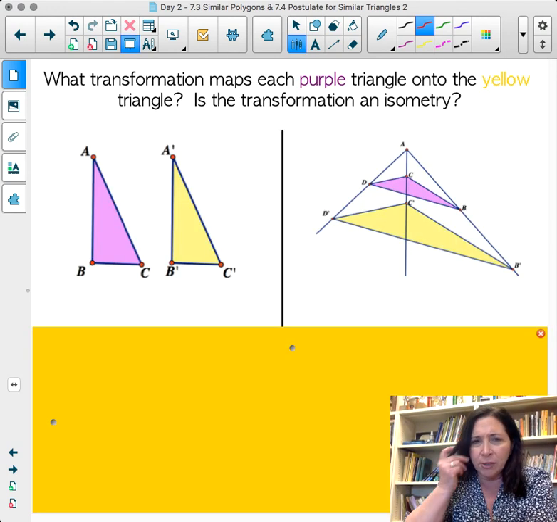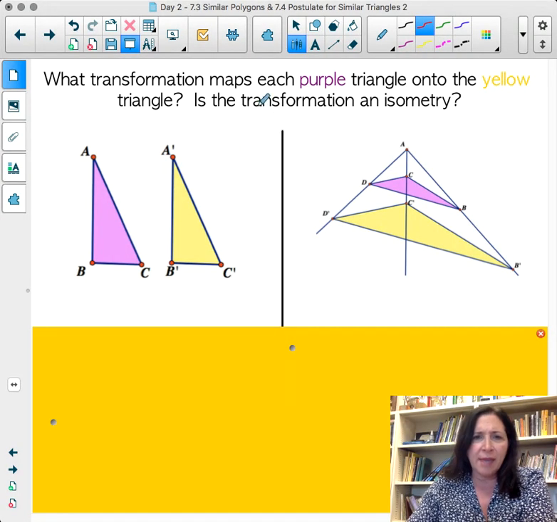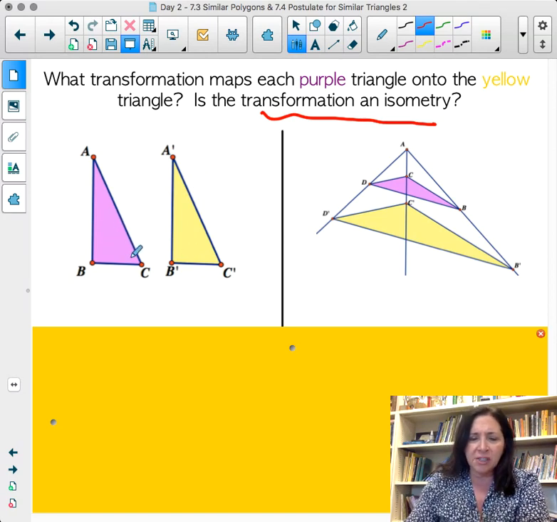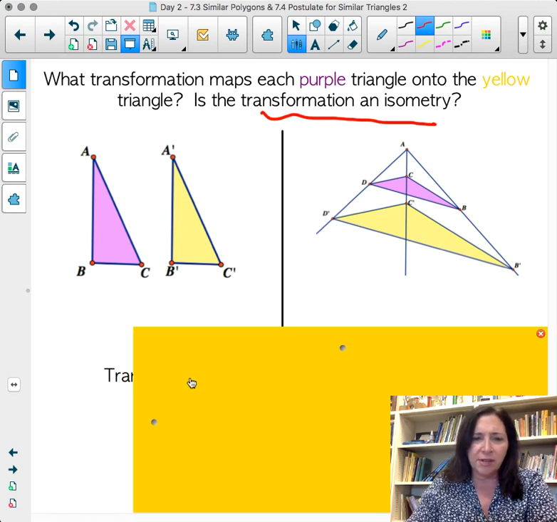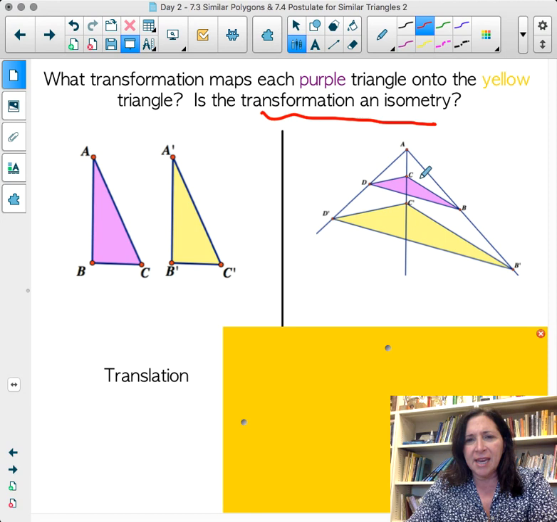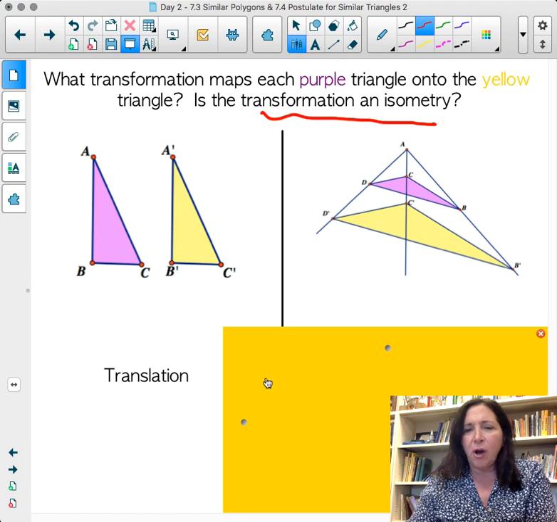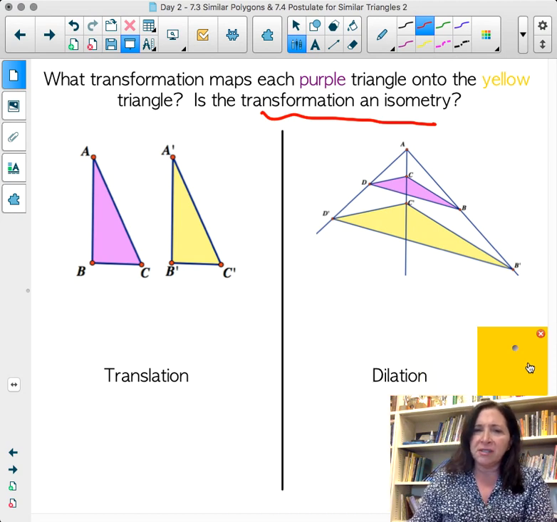So what transformation maps each purple triangle into a yellow triangle? And then a different question is, is the transformation an isometry? First of all, taking a shape and moving it to the right or left or up or down, that's what we call a translation, okay? Taking this kind of graph and expanding it or shrinking it by a certain scale factor, we call that a dilation, just similar to what we just did.